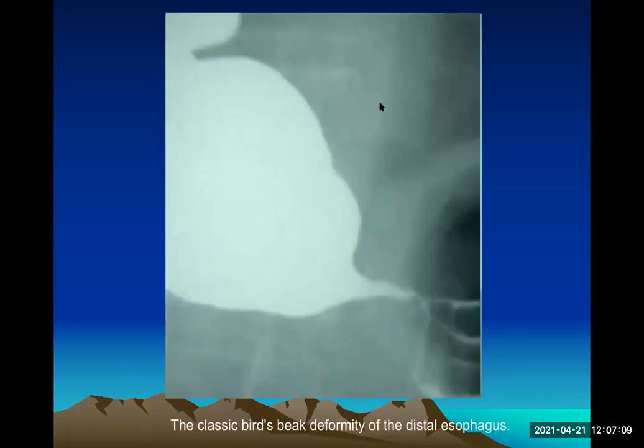Now another picture, another X-ray. This is again the barium swallow. There's a classical bird's beak deformity. In some of the textbooks, it is also mentioned as a rat tail deformity. Okay, a rat tail appearance. Both are the same thing.